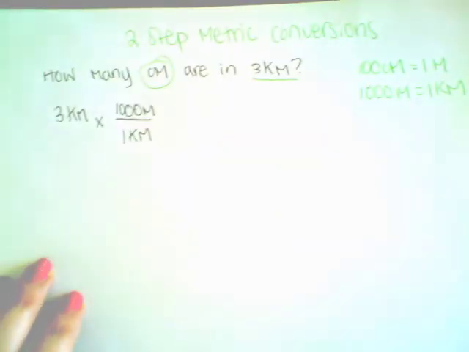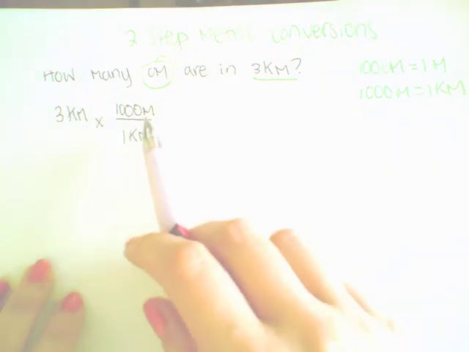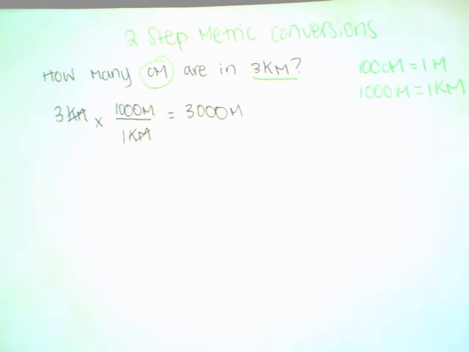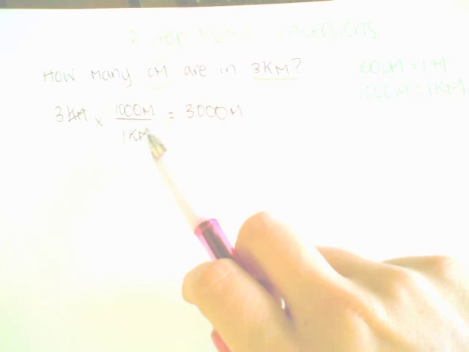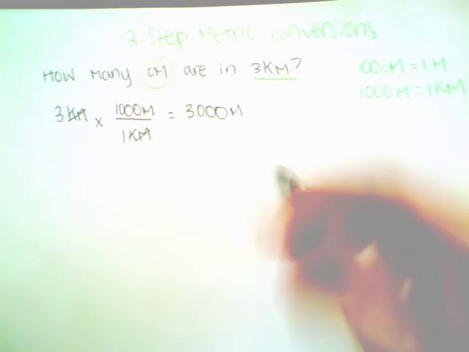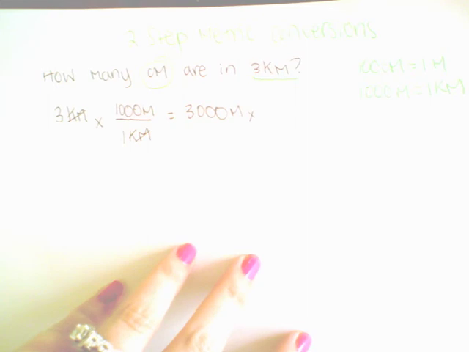Okay, so 3 times 1,000 divided by 1, kilometers cancel out, and you will get 3,000 meters. So whichever unit you're left with on the top, that is the unit that you currently have. Next, we're going to convert meters to centimeters. We know that there are 100 centimeters in 1 meter.